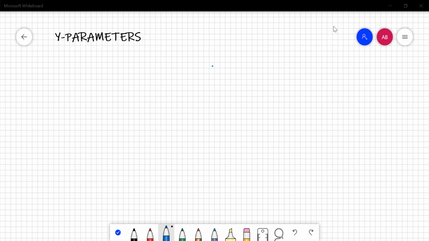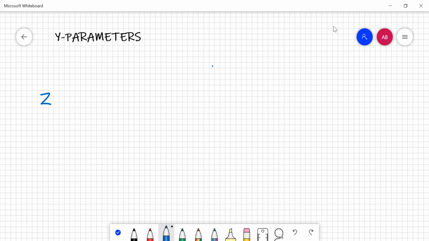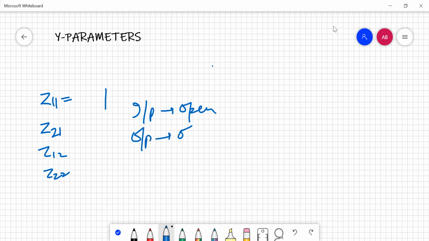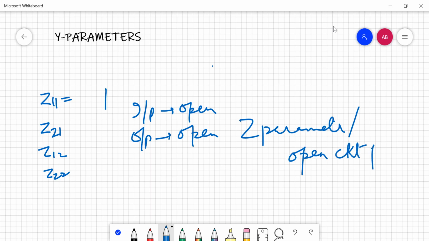But before we start with Y parameters, the one thing that we just left in the Z parameters is that when we define all the parameters, either it is Z11, Z21, Z12 or Z22, we define them by opening either the input port or the output port. That is why your Z parameters are also called open circuit parameters. So in your exams, it can come by any name. Either it can be a Z parameter or it can come as find out the open circuit parameters, right?